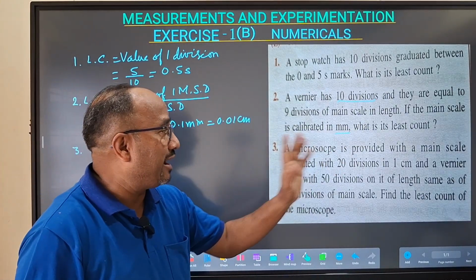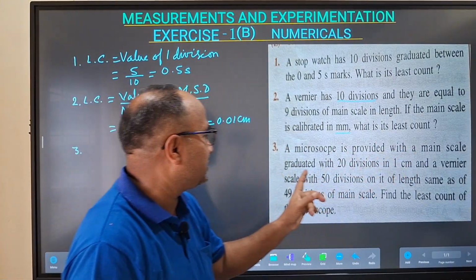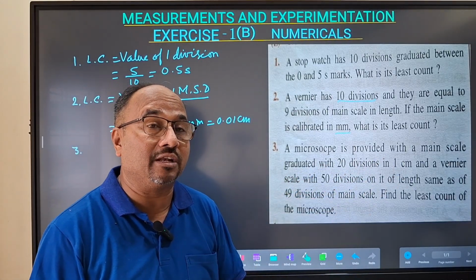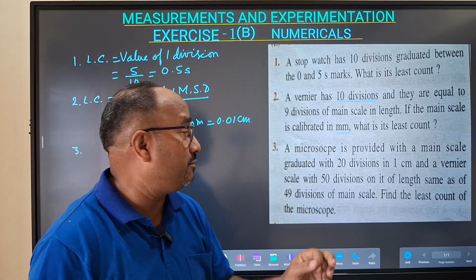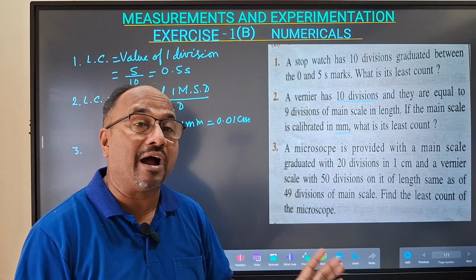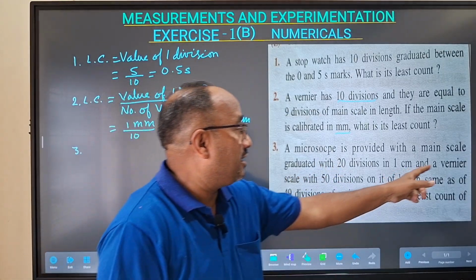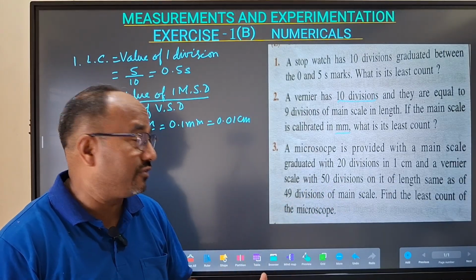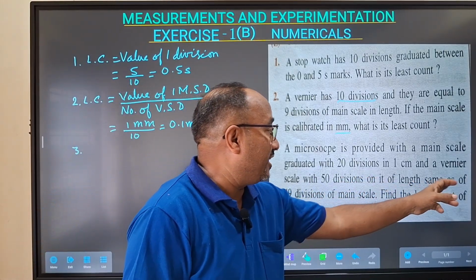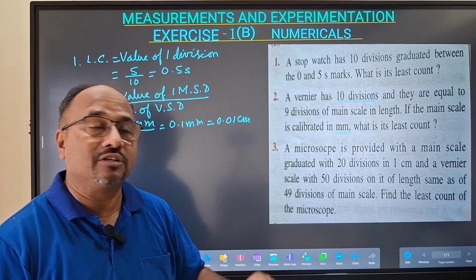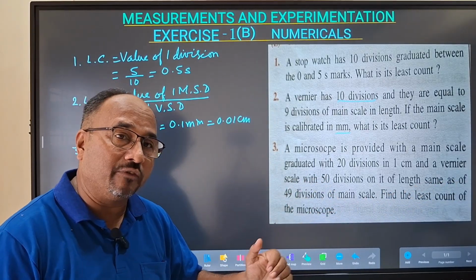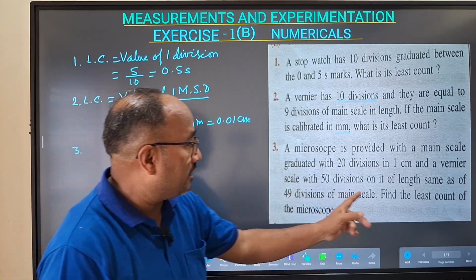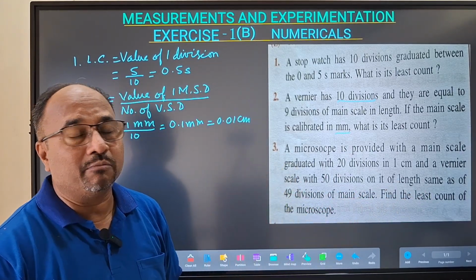Third one says a microscope is provided with a main scale graduated with 20 divisions in 1 centimeter. Means that length of 1 centimeter is divided into 20 parts, 20 divisions. And a vernier scale with 50 divisions on it, of length same as that of 49 divisions. So 50 divisions of vernier will be fitted in one less division, that is 49 divisions of the main scale, and we need to find the least count of the microscope.